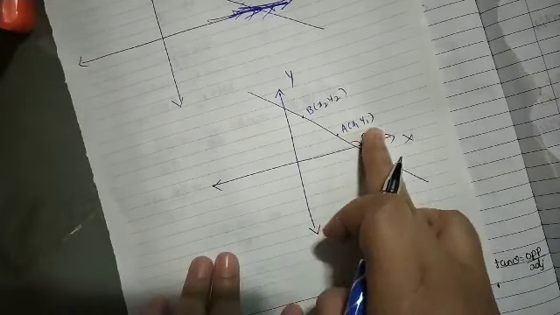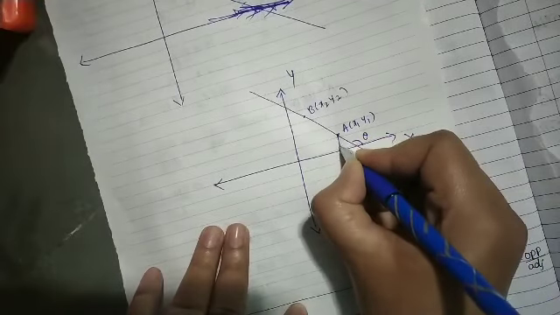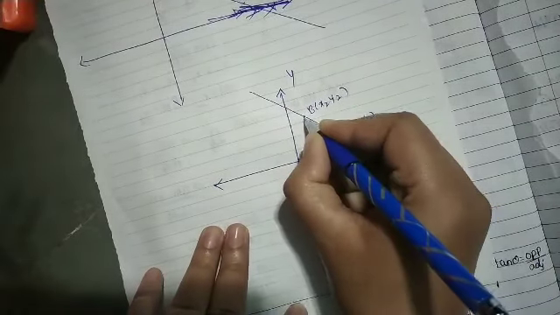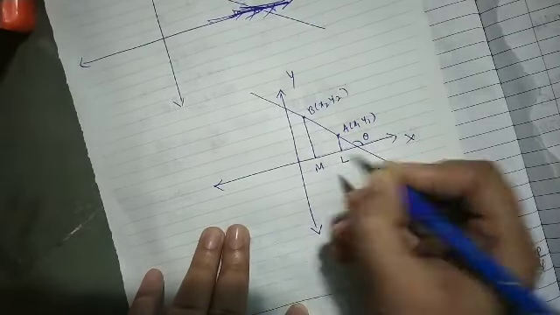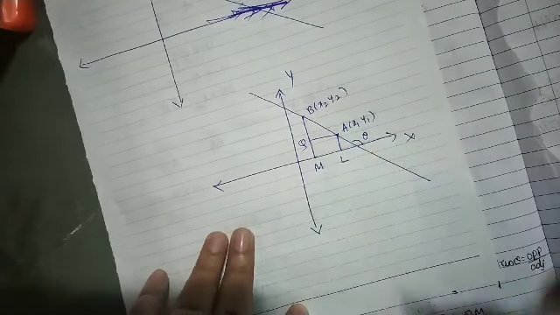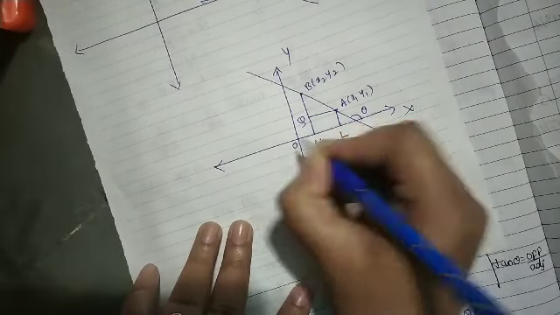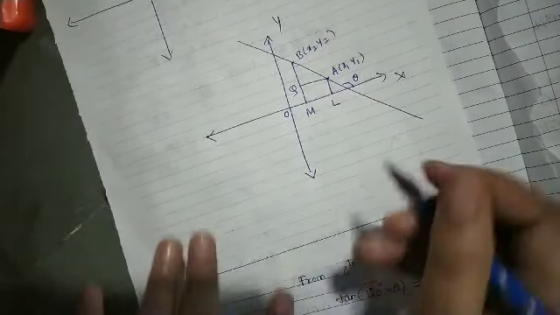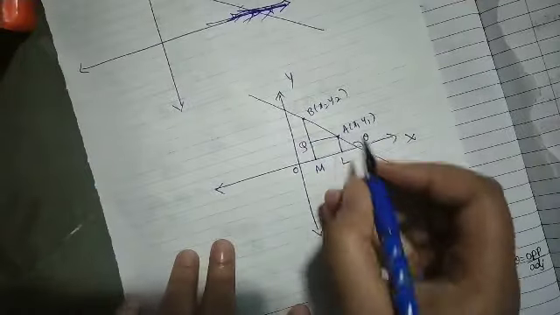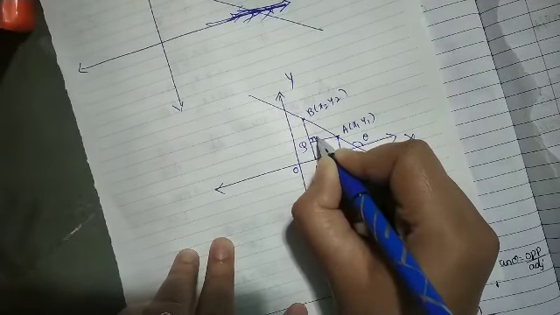Let A of x1, y1 and B of x2, y2 be the given points. Draw AL and BM perpendicular to x-axis. Also draw AQ perpendicular to BM. And this is O. So here it is theta, and clearly this is 90 degrees.